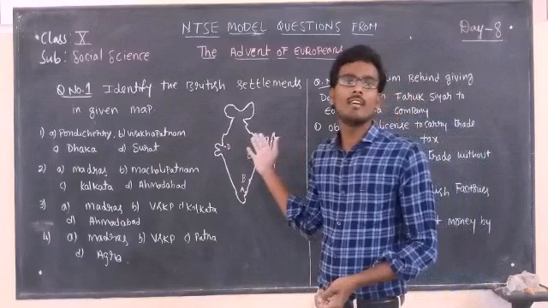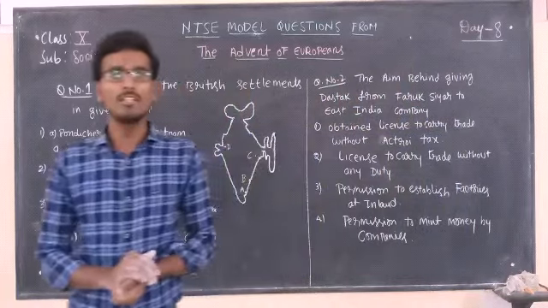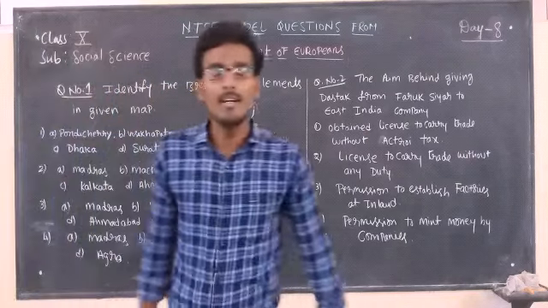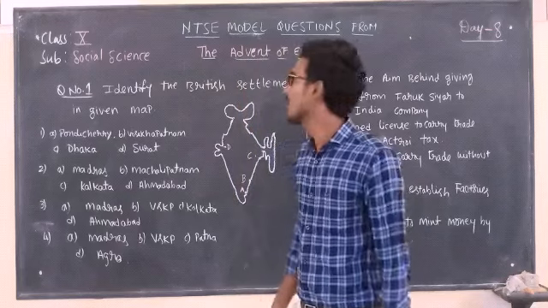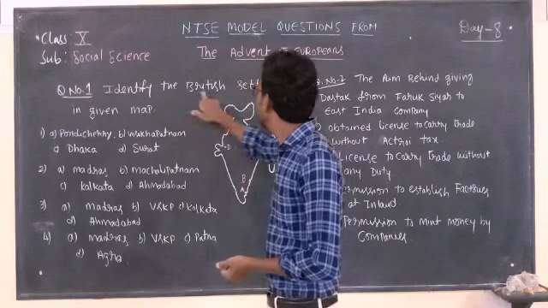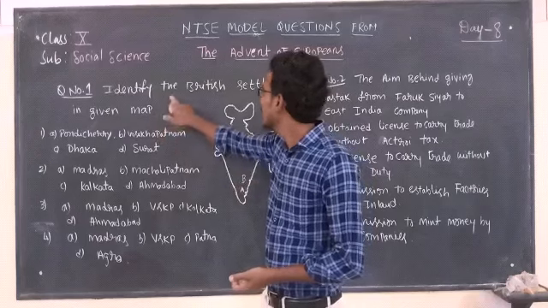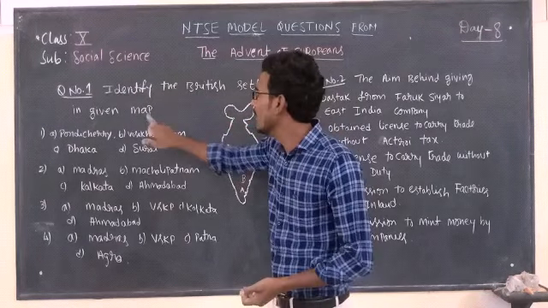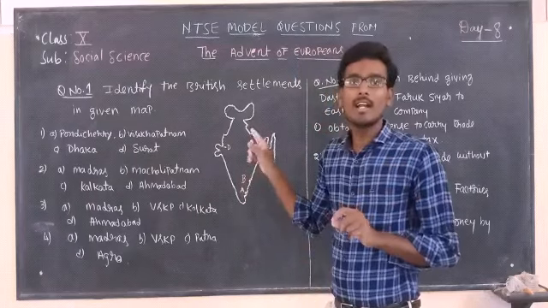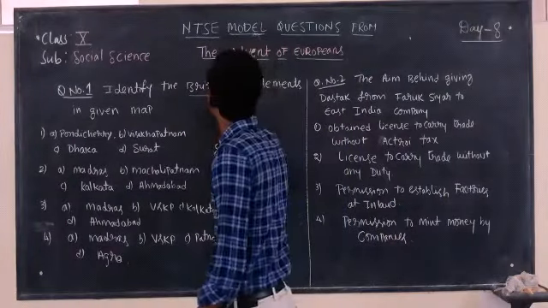Children, here is the first model type of question in NTSE. Observe the things carefully here. What type of question is it? The first question is a map based question, a map related question. The question here: identify the British settlements in a given map. Actually here, they did not ask about all the Europeans. They asked especially only about the British settlements.